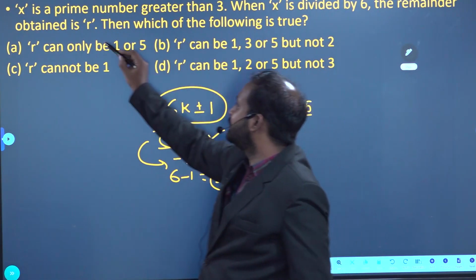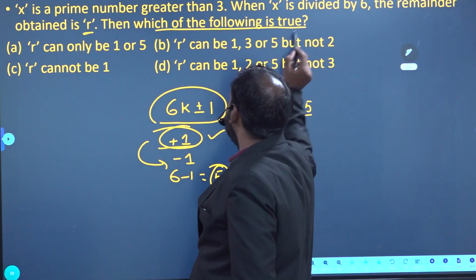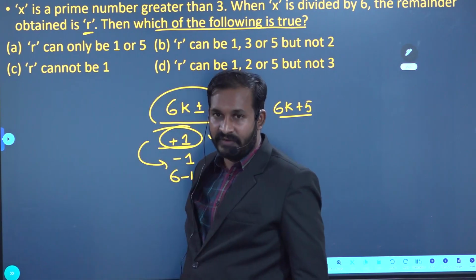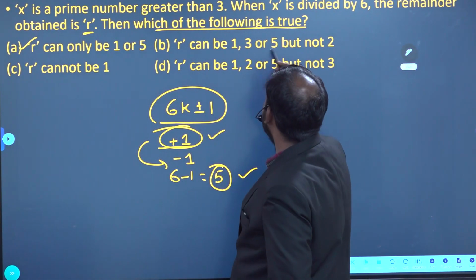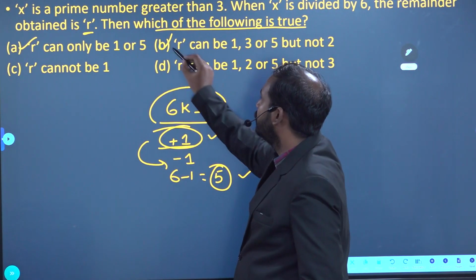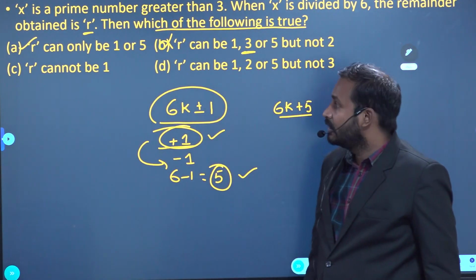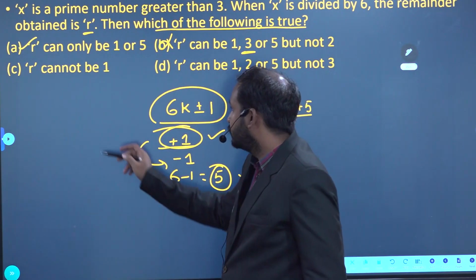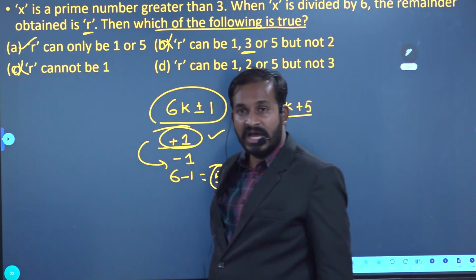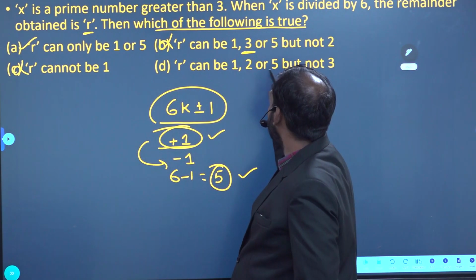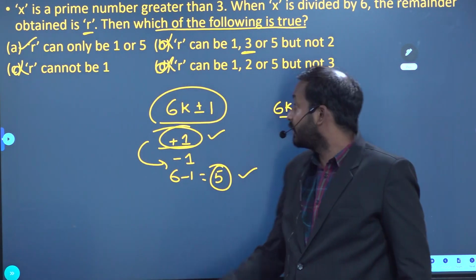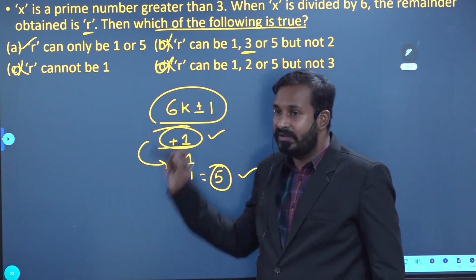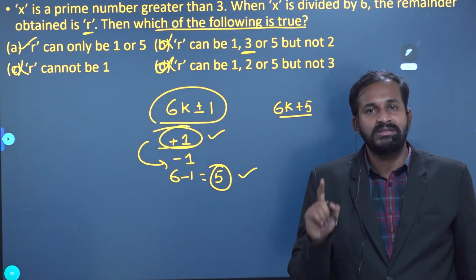The remainder obtained is r. Then which of the following is true? R can only be 1 or 5. Yes, R can only be 1 or 5. R can be 1, 3 or 5 but not 2. This is wrong. R cannot be 3. R cannot be 1. This is wrong. Why? Because R can be 1. R can be 1, 2 or 5 but not 3. R cannot be 2. So R can be what? R can be either 1 or 0.